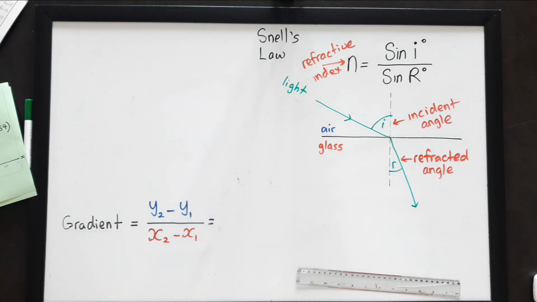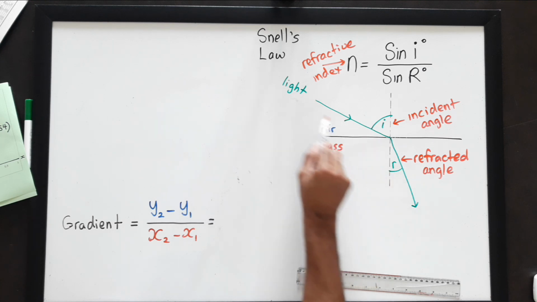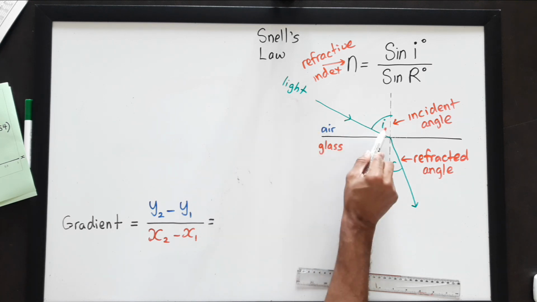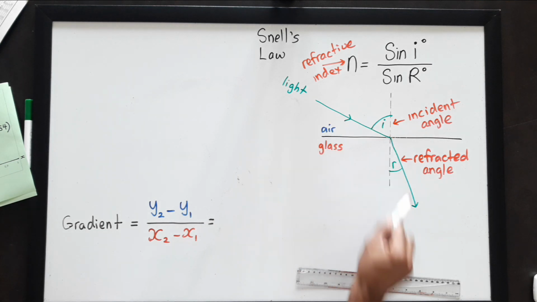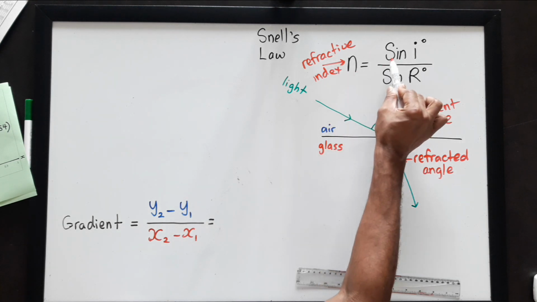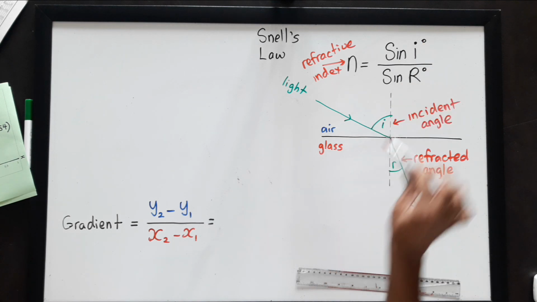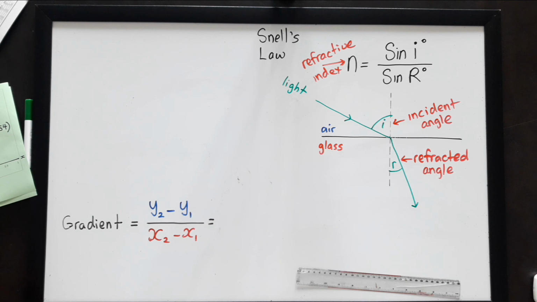So what we're going to do is an experiment. We're going to aim the light at different angles. So I will change it, and of course if the angle of incidence changes, you can expect the angle of refraction to also change, right? But keep in mind, the refractive index is the sine of the angle of incidence divided by the sine of the angle of refraction.